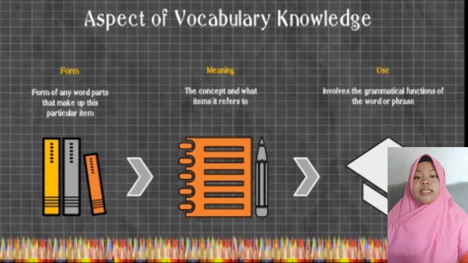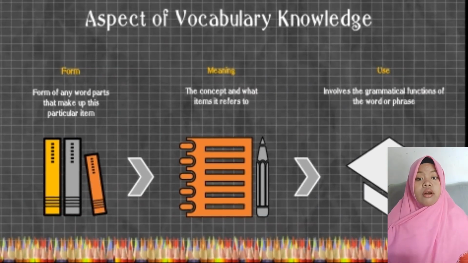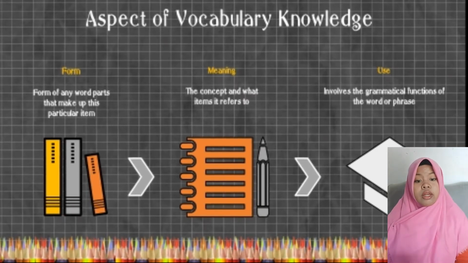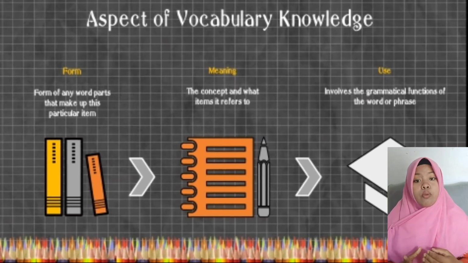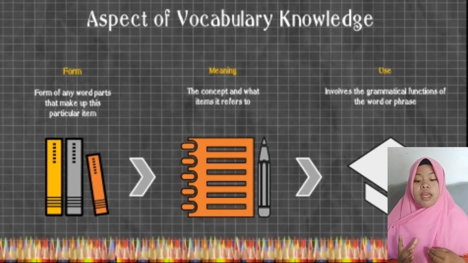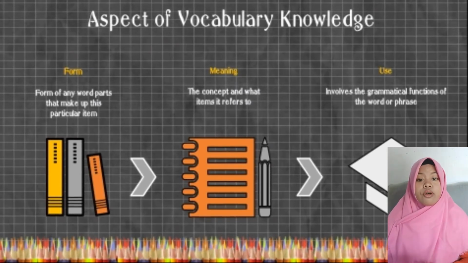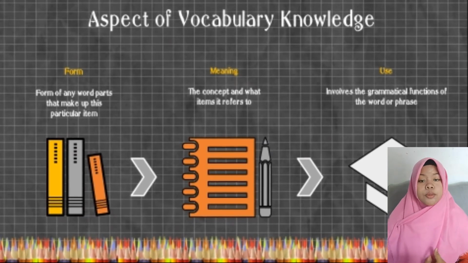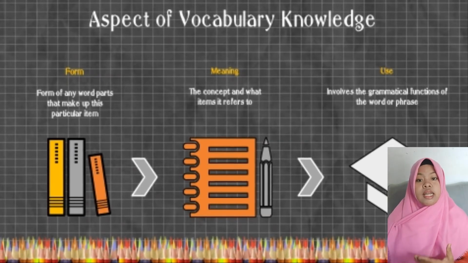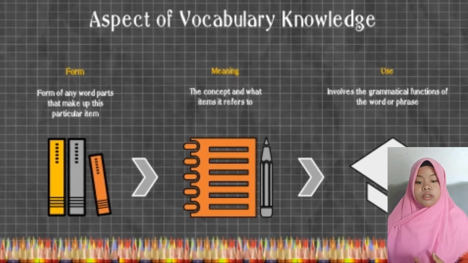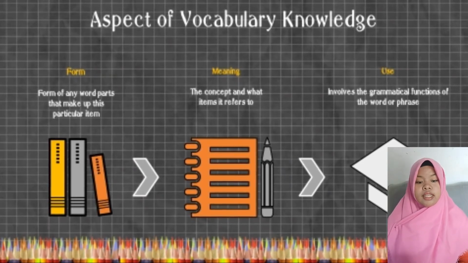Okay, the next is about the aspect of vocabulary language. There are three aspects of vocabulary knowledge. First is form, any word parts that make up this particular item. The form of a word involves pronunciation, spoken form, spelling, written form, and any word parts that make up these particular items, such as prefix, root, and suffix.